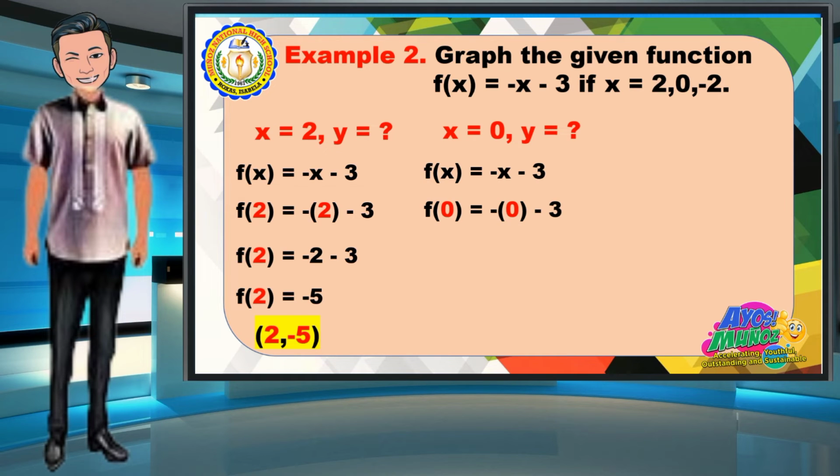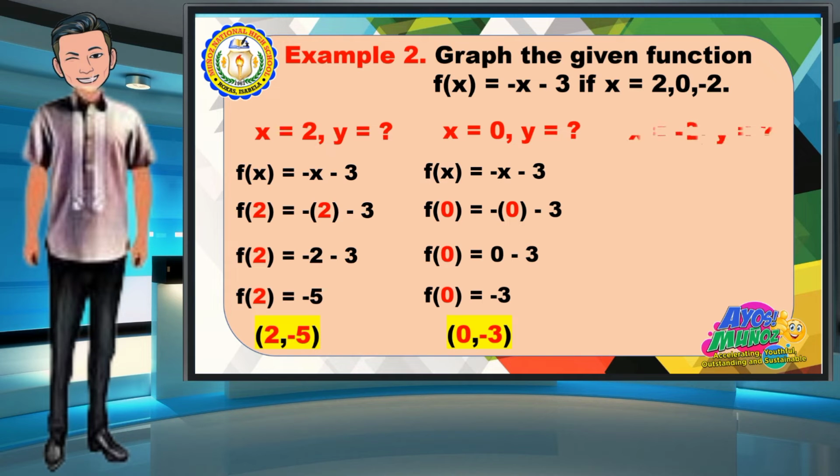So what is the value for y? First, we're going to substitute. We have 0 minus 3. And 0 minus 3 equals negative 3. So the value of f of 0 is equal to negative 3. And we have the point 0 and negative 3.